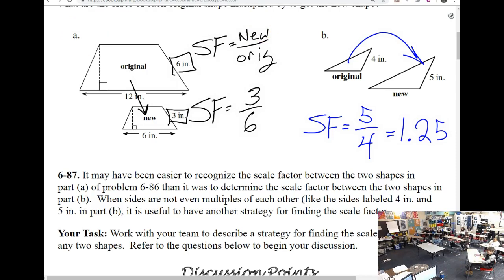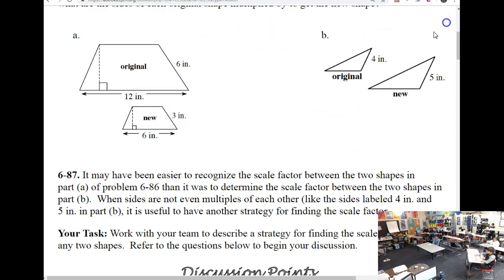All right, so obviously B was a bit more challenging than A. Now, for A, we had 2 different answers because you guys gave me both. That's perfectly fine. It is better for your brain to be able to think about both, going both directions and those being reciprocals. But do be aware we got to go new compared to original in that division.